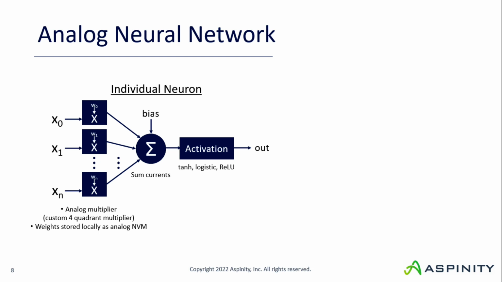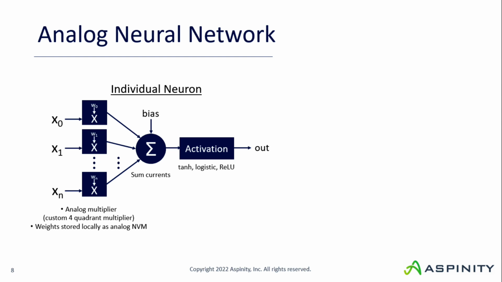Conceptually, it should look and feel exactly the same as any other neural net. It's just that the underlying computations are done in the analog domain. So for instance, we use a custom 4-quadrant analog multiplier to multiply the inputs by the weights. And the weights are stored as analog non-volatile memory elements that are embedded right in the multipliers themselves. So there's no need to go fetch weights from memory or anything like that.